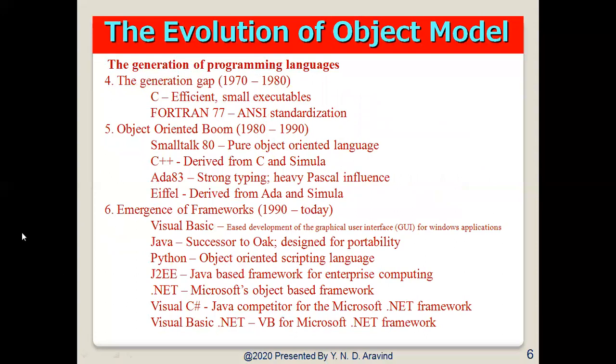Coming to Smalltalk, many consider that the first truly object-oriented language was Smalltalk, developed at the Learning Research Group of Xerox Research Center in the early 1970s. In Smalltalk, everything is really an object, which enforces the object-oriented paradigm. It is impossible to write a program in Smalltalk that is not object-oriented.